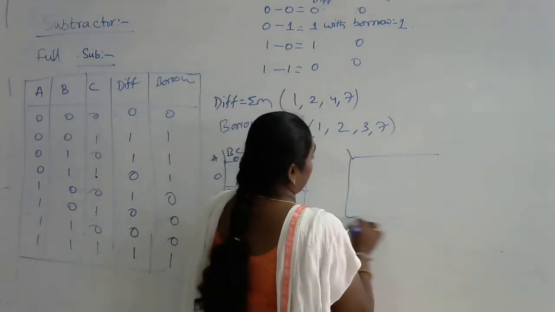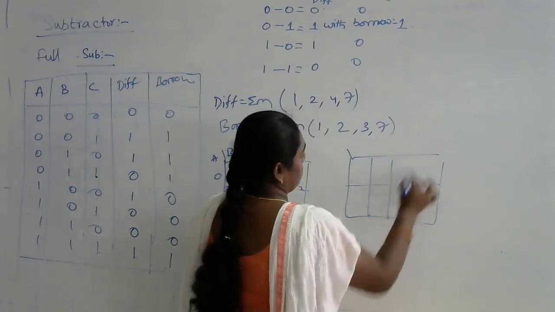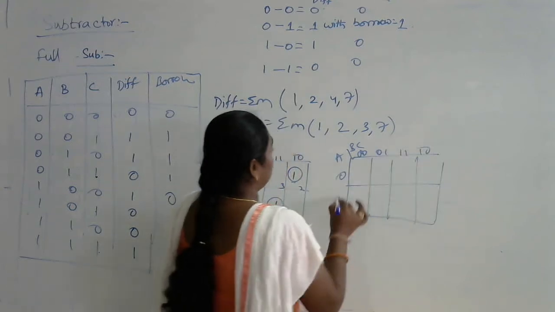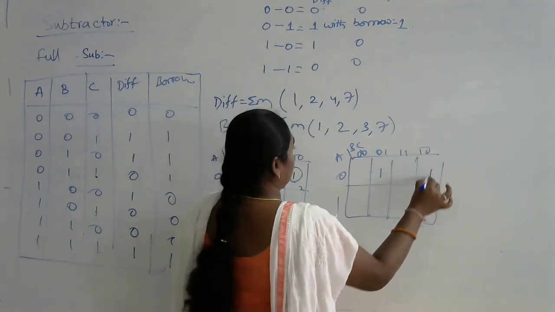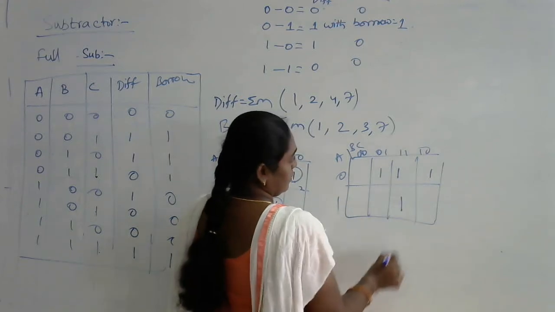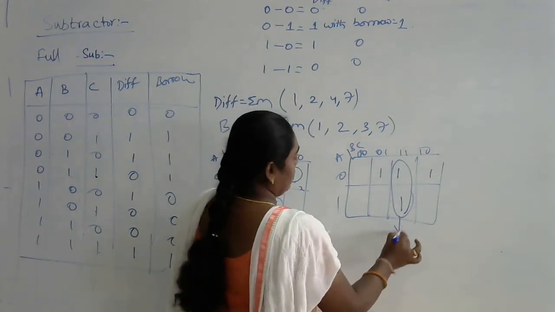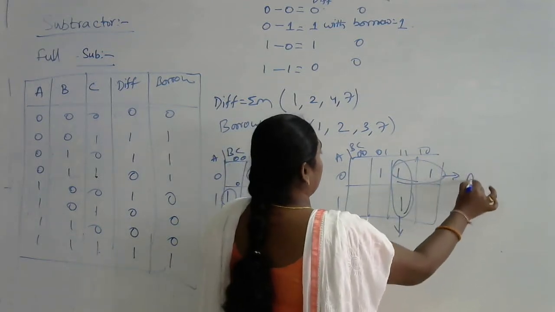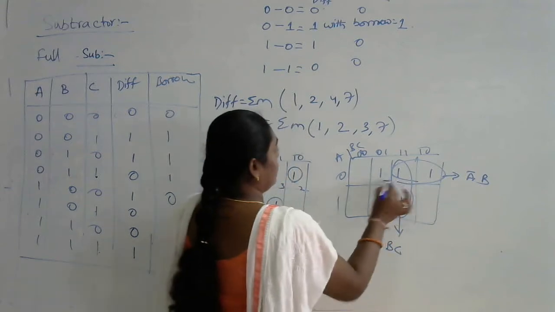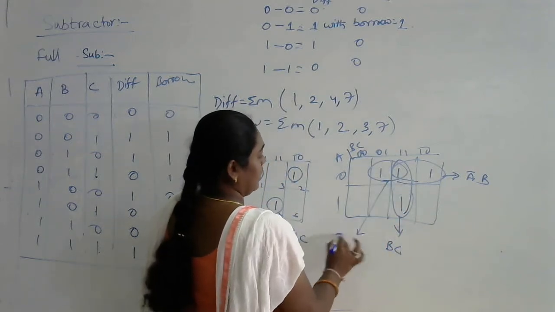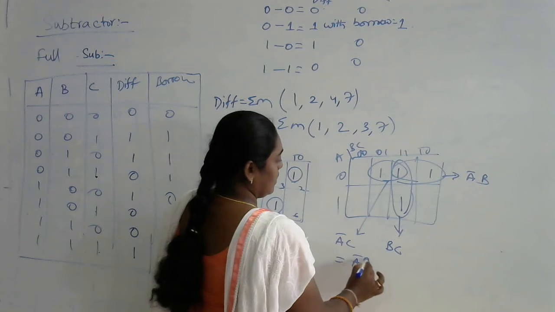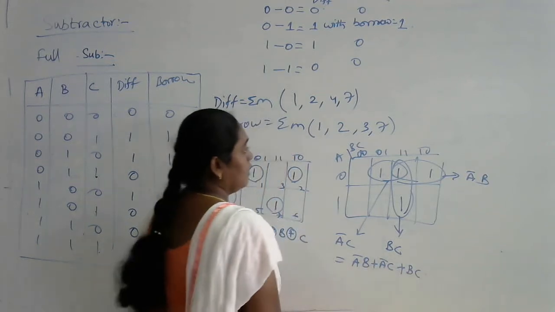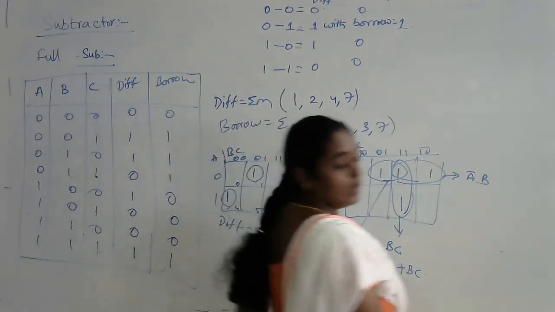But for borrow, it is 1, 2, 3, 7. If you combine this, I will be getting BC. If you combine this, you will be getting A bar B. If you combine this, you will be getting A bar C. So the expression is A bar B plus A bar C plus BC. And the last step is we need to draw the logic diagram.